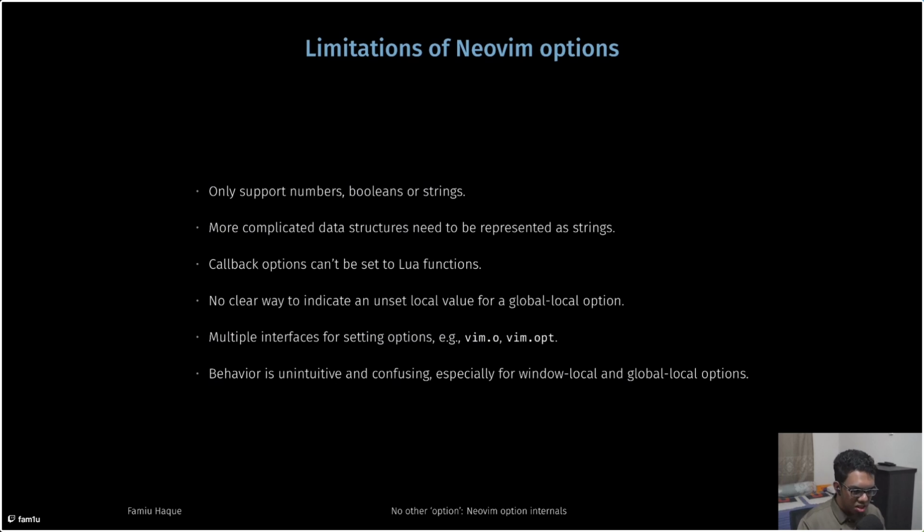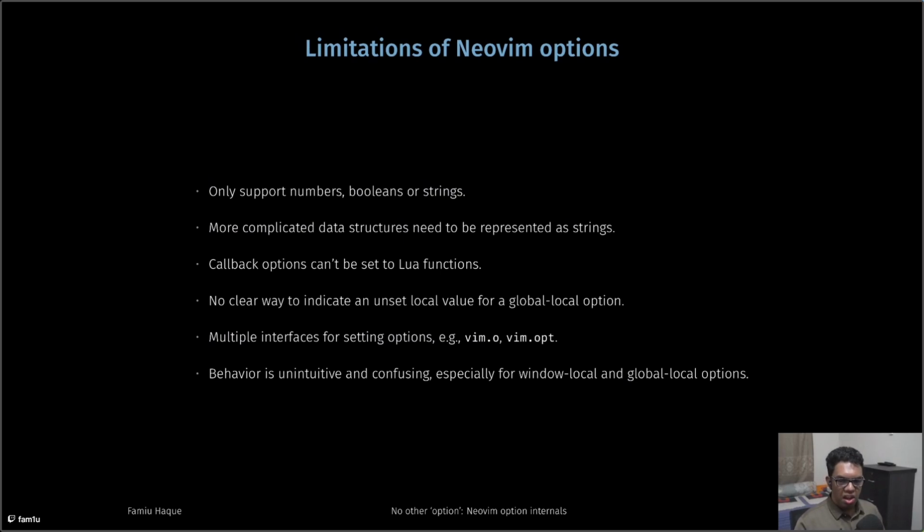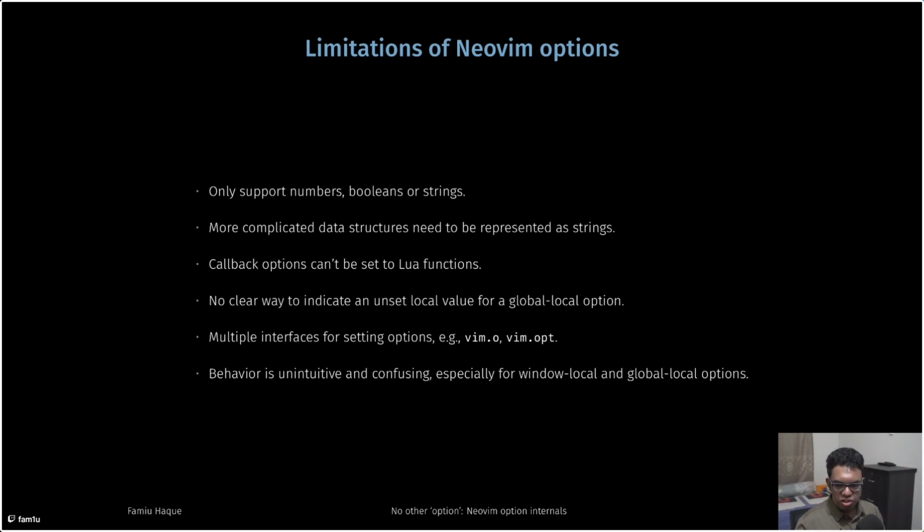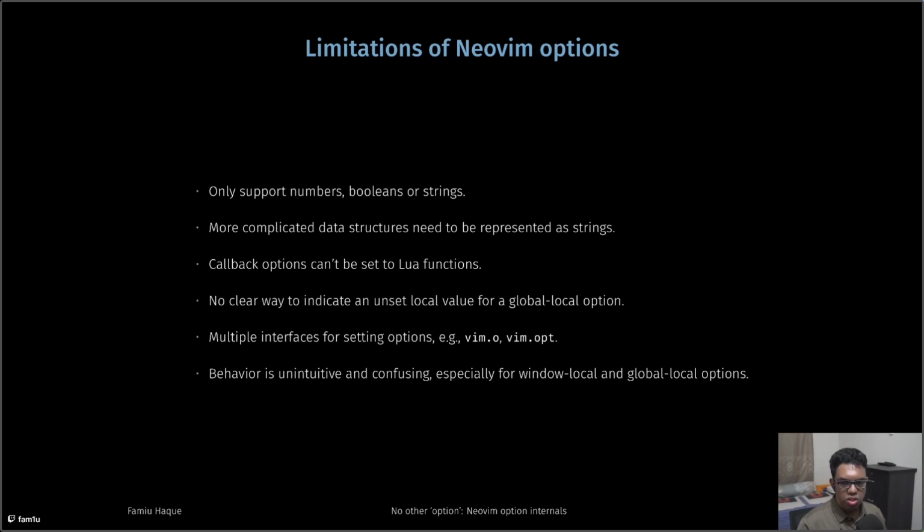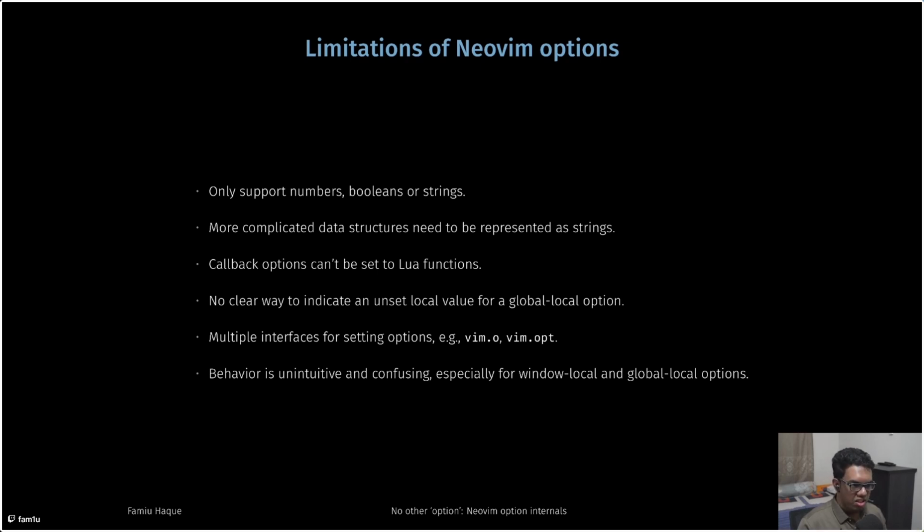So, first limitation, and this is probably the biggest limitation of options, is that they only support three types: numbers, booleans, strings, only those three. So when we need more complicated data structures, what do we do? We only have three types. And surely we can't represent them using numbers or Boolean values. So what we do instead is we represent them using strings. But of course, you can already see how that can be problematic. When you have really complicated data structures, representing them as strings is annoying, to say the least.